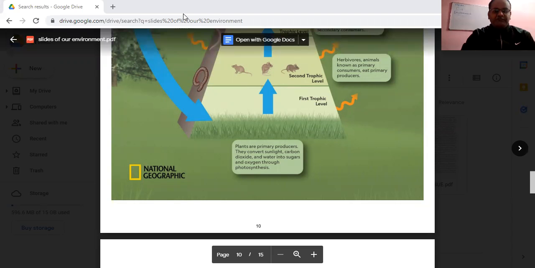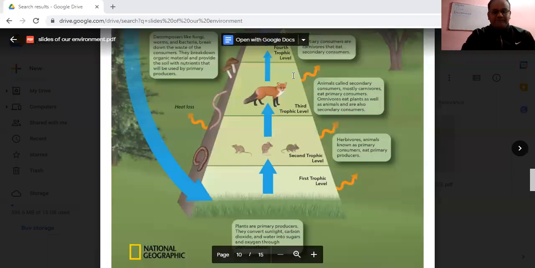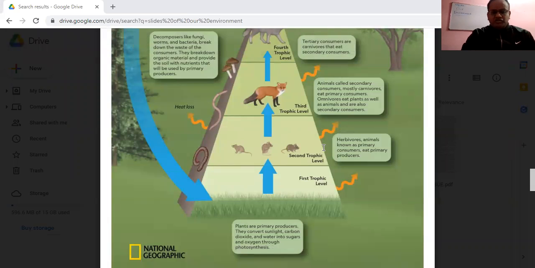So what is the trophic level of the plants? Students, what is the trophic level of the plants? Very good. The first. Yes. Okay, very good. The first trophic level. Correct. Now you see in this very image, as we are moving up, at the second trophic level, some rats are there. So herbivores, animals known as primary consumers, eat primary producers.